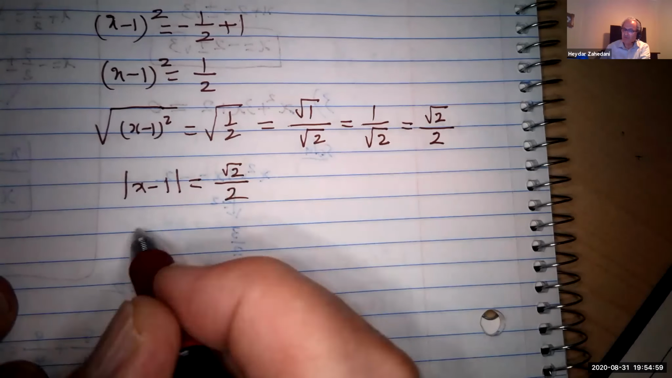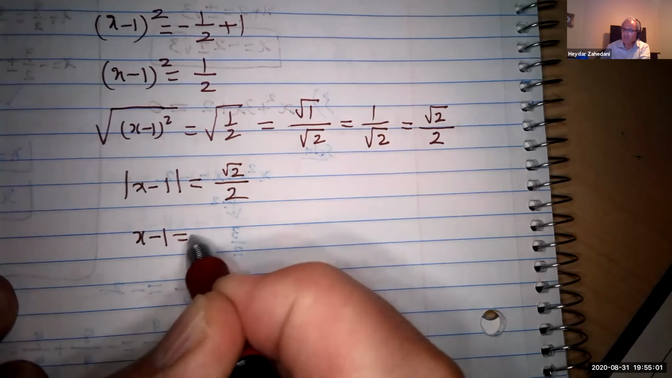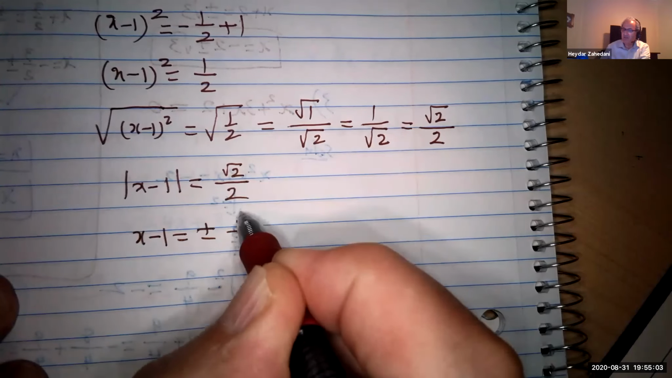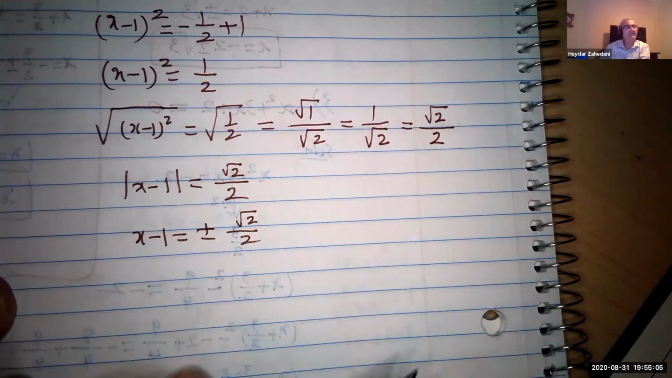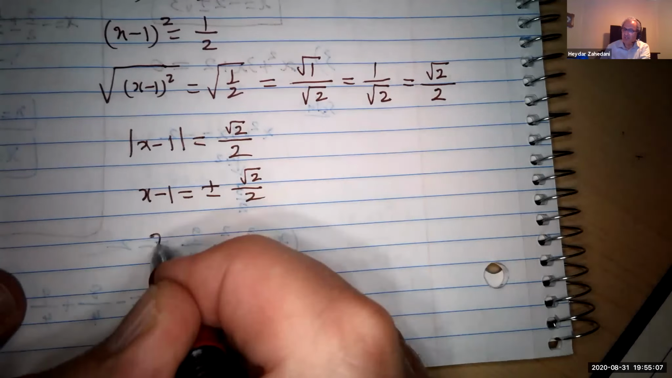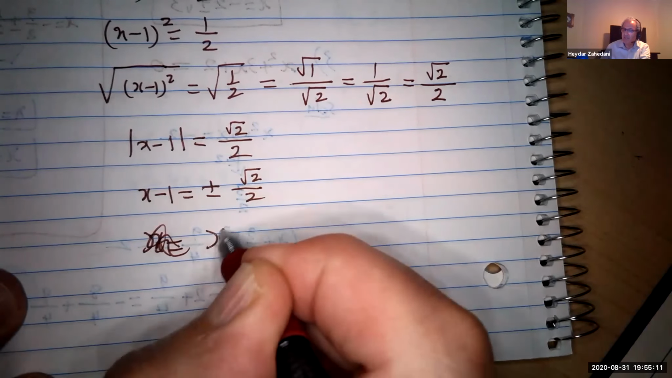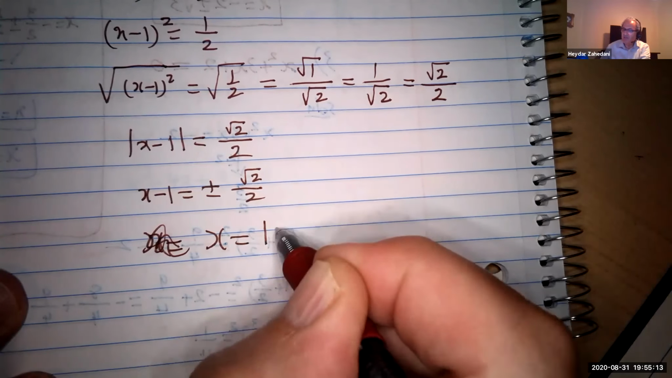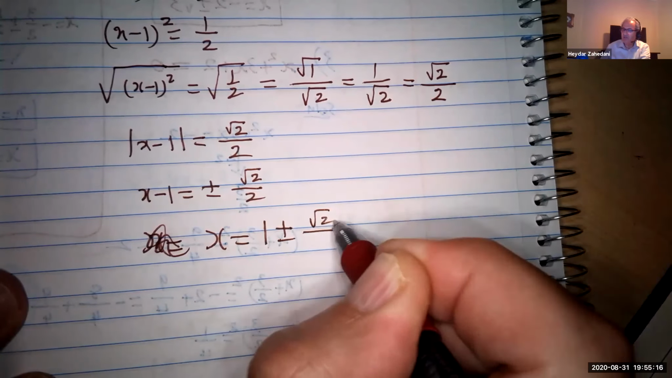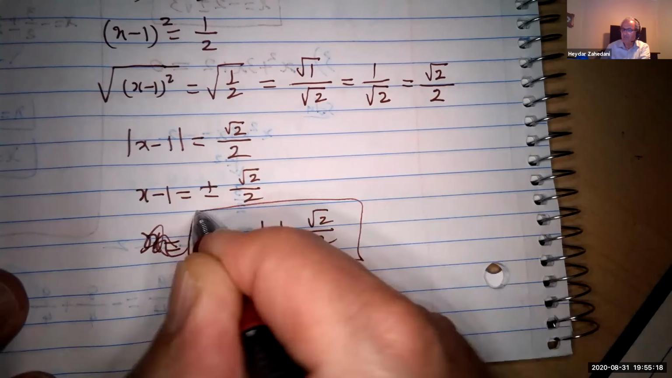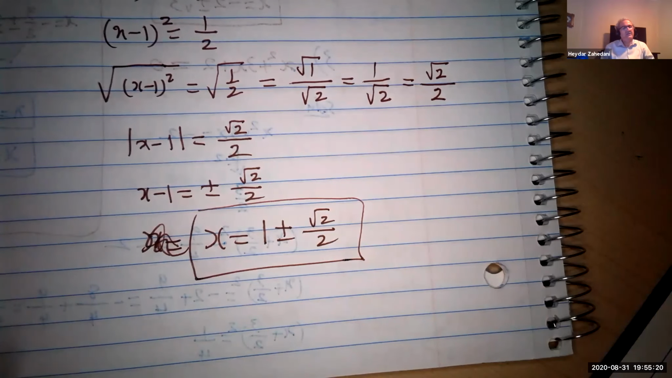You drop the absolute value, then you have to pay for it. Positive, negative, radical 2 over 2. And you add the 1, x would be, okay, that's it. X is equal to 1 plus or minus radical 2 over 2, the final answer. When it's a radical, you cannot simplify it, you write it down as is. No calculator, nothing to use. Any question?